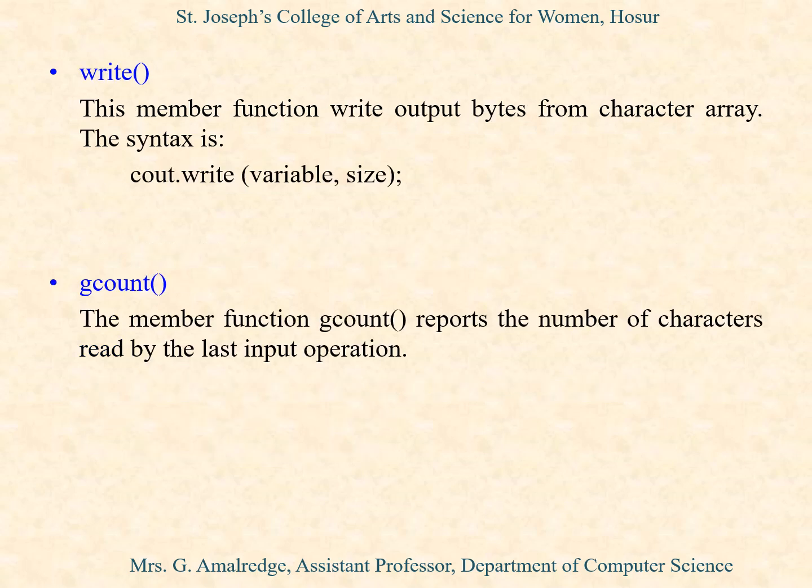The next function is the write function. This member function writes output bytes from a character array. The syntax is cout.write(variable, size). The last function is gcount. This member function gcount reports the number of characters read by the last input operation.